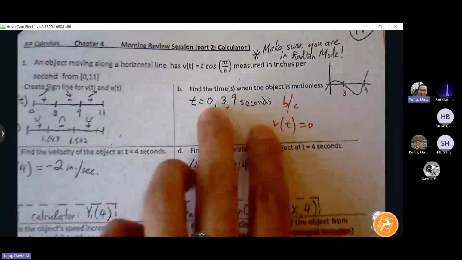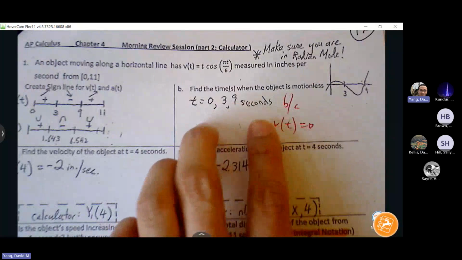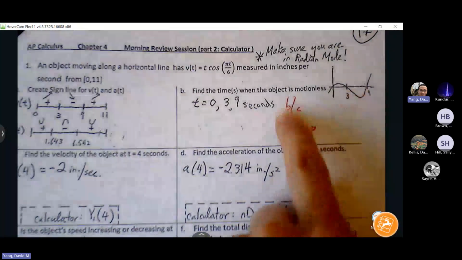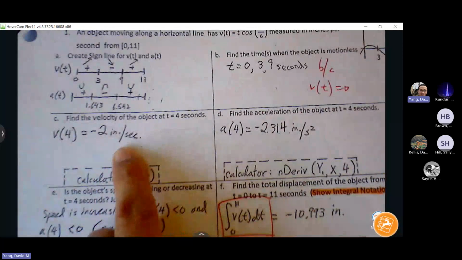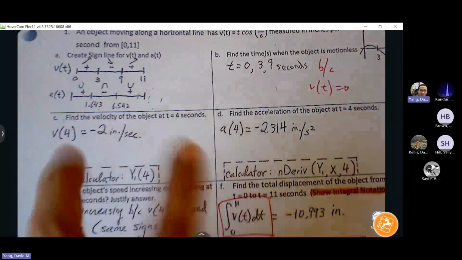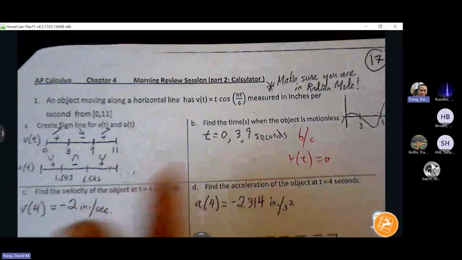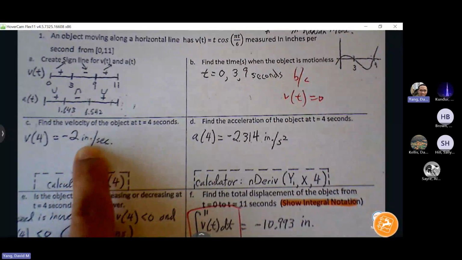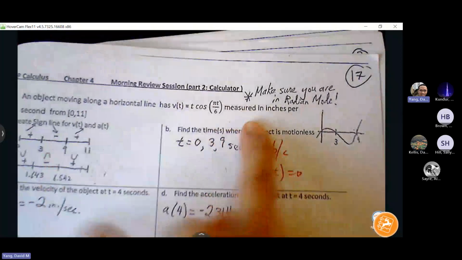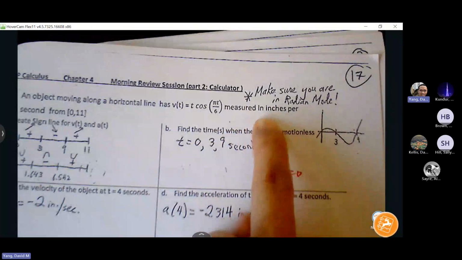Okay. Part B, find the time when the object is motionless. So we just picked out where velocity is equal to 0: 0, 3, and 9. Okay, good there. Find velocity. We use the second trace feature, plug 4 into the velocity function, and we got a number. Our velocity is in inches per second, but pay attention to your units. It could be feet per minute. It could be kilometers per hour, right? Always pay attention to whatever they define as your units and use those.